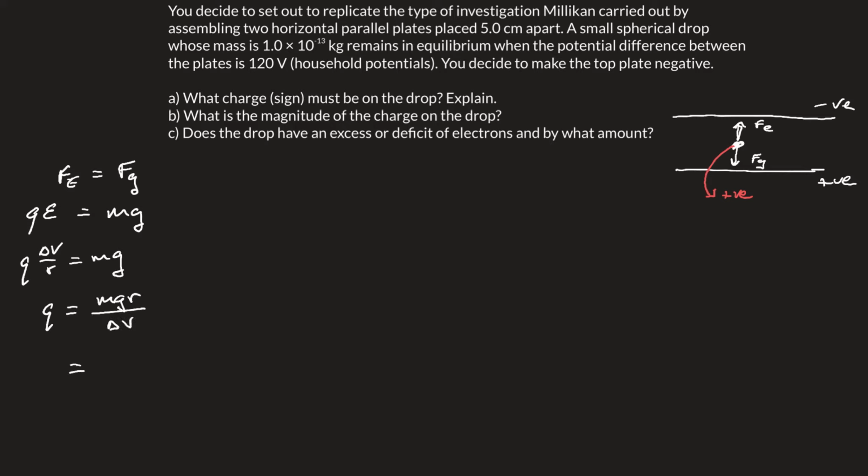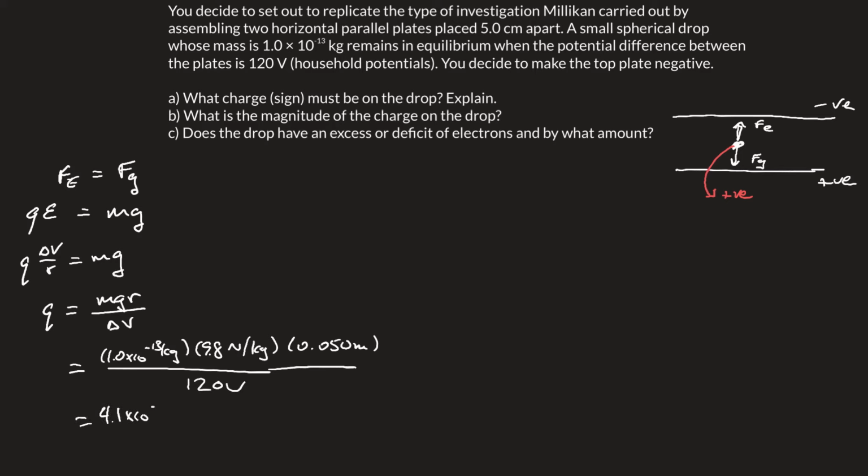And if we go ahead and sub in all the information we know, so the mass is going to be 1.0 times 10 to the negative 13 kilograms. Gravity is always 9.8, and we'll say newtons per kilogram. And the radius, the distance between the two, is 5 centimeters or 0.050 meters, and then the potential is 120 volts. By solving for that, we're left with 4.1 times 10 to the negative 16 coulombs. That's the magnitude of the charge of the drop.